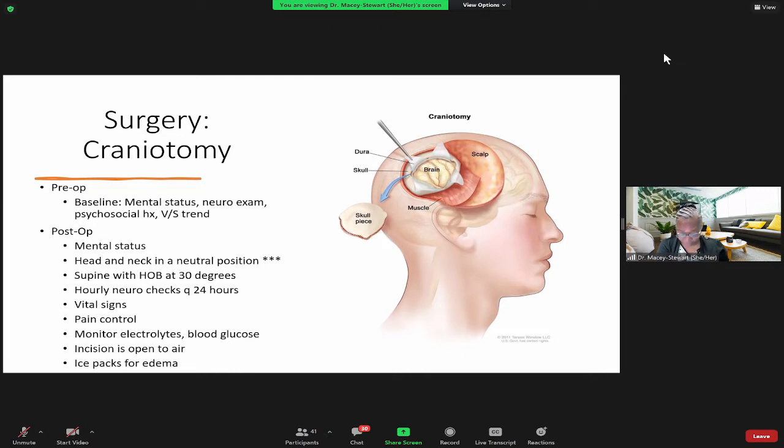The incisions are usually open to air, and it's usually staples. Do not be surprised if it's the frontal lobe where the craniotomy is done, that the patient might have bruising in the forehead, or swelling or bruising around the eye, or some periorbital edema. That is normal. And ice is the best thing to use for that. So it's important for these patients to remain hydrated, right?